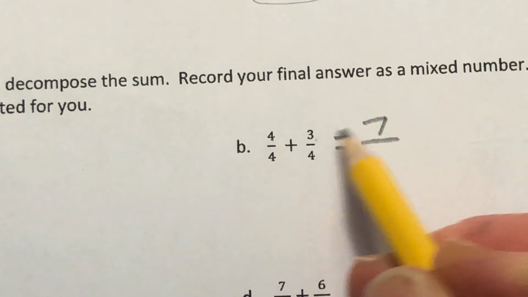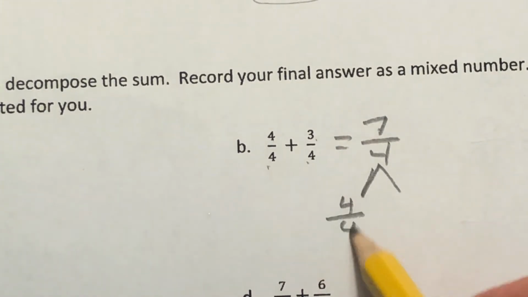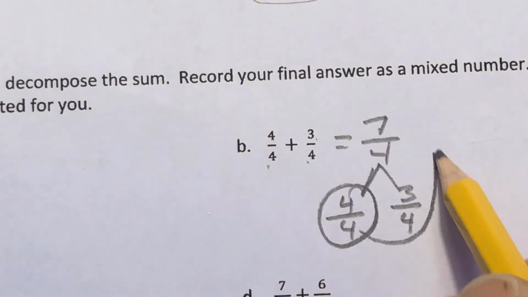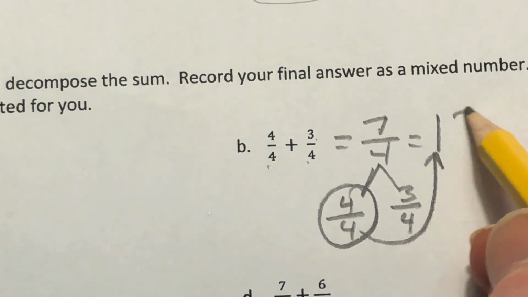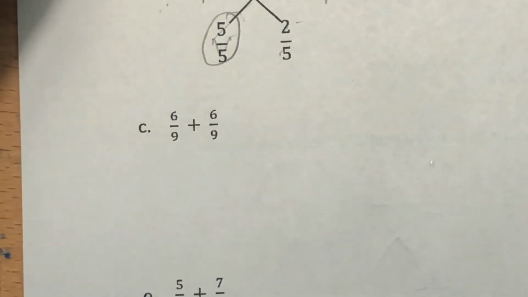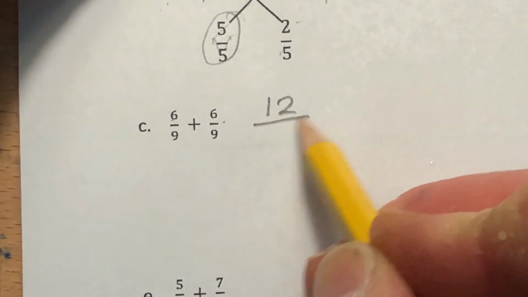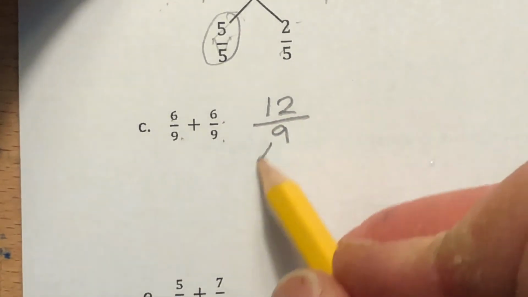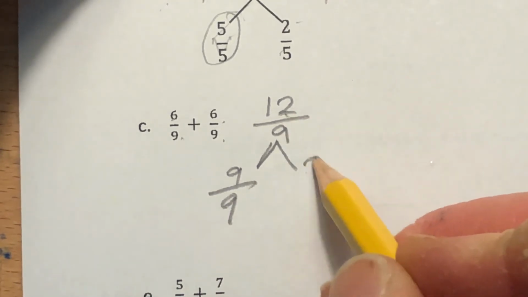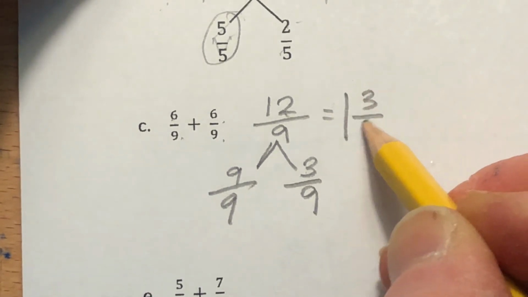Right? 4 plus 3 is 7, and we're dealing with fourths. Decompose this into 4 fourths and 3 fourths. Equals 1 and 3 fourths, right? How about this one? 6 ninths plus 6 ninths. Right? 6 plus 6 is 12 ninths. That's what I'm dealing with. So 9 ninths is 1. How many more to 12? 3 ninths, right? So this would be 1 and 3 ninths.